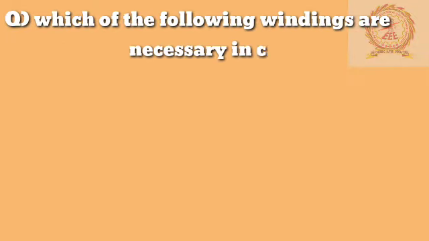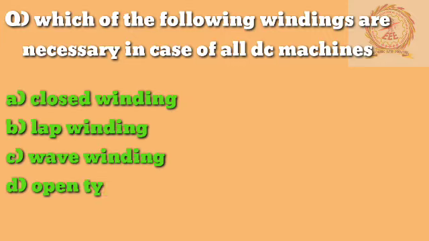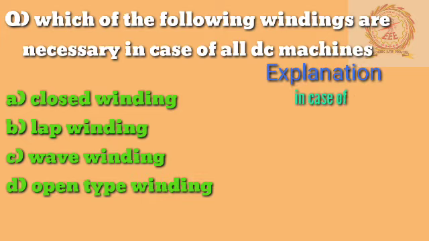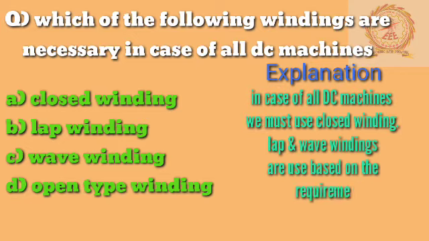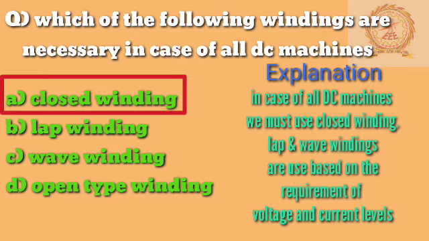Next is, which of the following windings are necessary in case of all DC machines? A. Closed winding, B. Lap winding, C. Wave winding, D. Open type winding. Explanation: in case of all DC machines, we must use closed winding. Lap and wave windings are used based on the requirement of voltage and current levels. So the answer is A, closed winding.